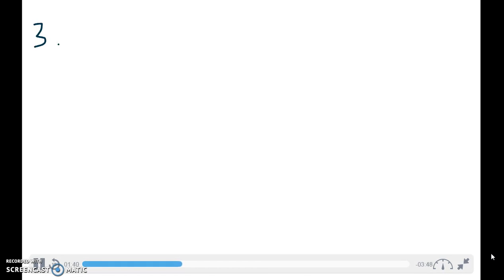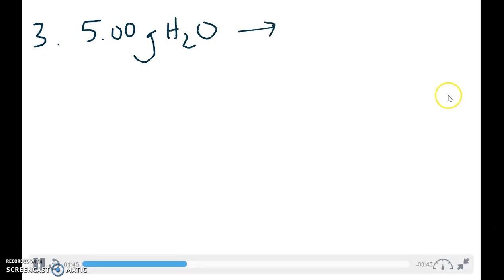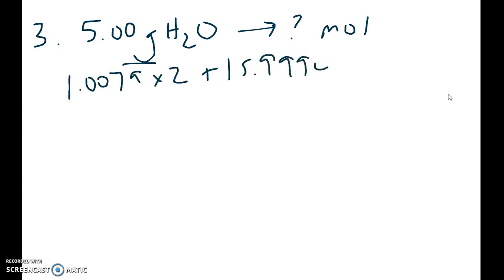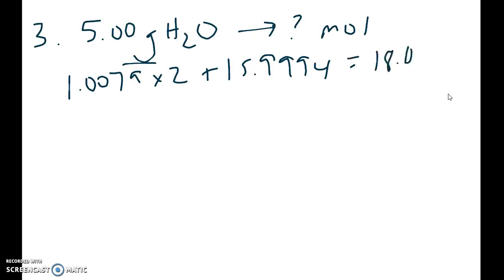Number 3 says I have 5.00 grams of H2O, and I want to know how many moles that is. So in this case, because I have grams, I'm going to have to find the molar mass, because I know that 1 mole equals the molar mass of whatever I'm working with. So the molar mass of water, 1.0079 times 2 plus 15.9994, the molar mass of water is essentially 18.02 grams. So I'm going to use this number as my conversion factor.